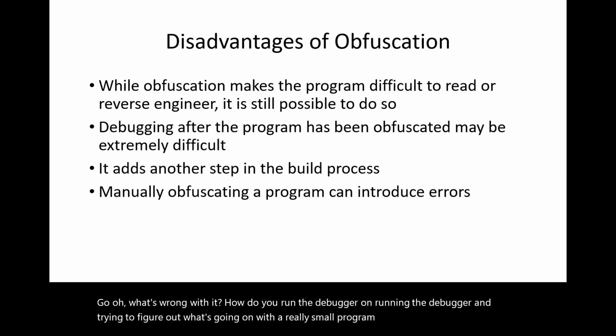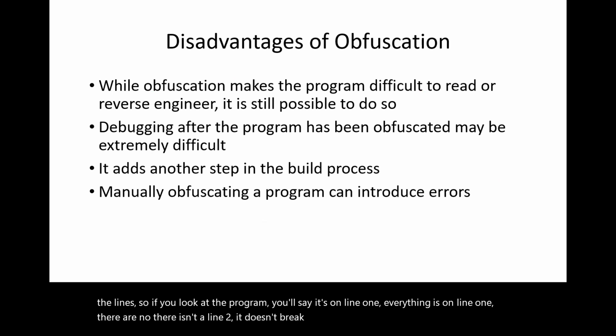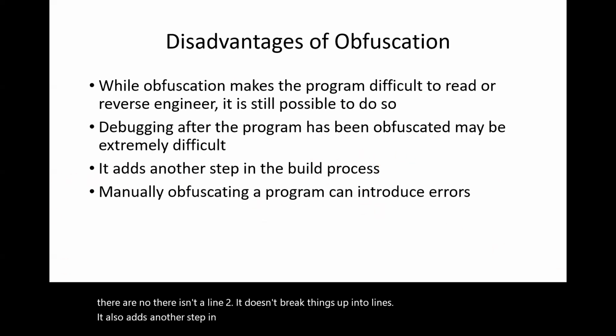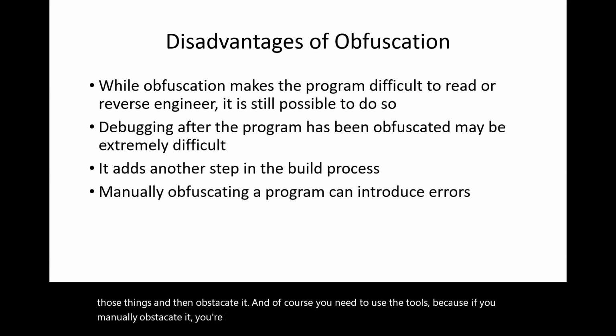Also, they tend to remove all the lines. So if you look at the program, it's on line 1. Everything is on line 1. There isn't a line 2. It doesn't break things up into lines. It also adds another step in the build process. You've got to do all those things and then obfuscate it. And of course, you need to use the tools, because if you manually obfuscate it, you're likely to introduce errors.